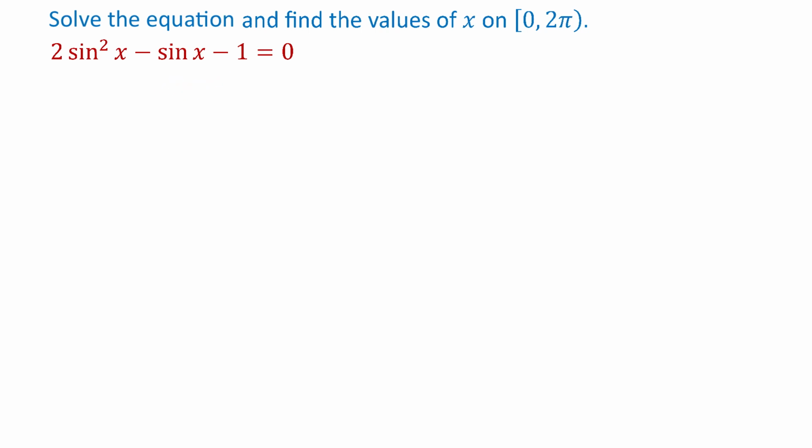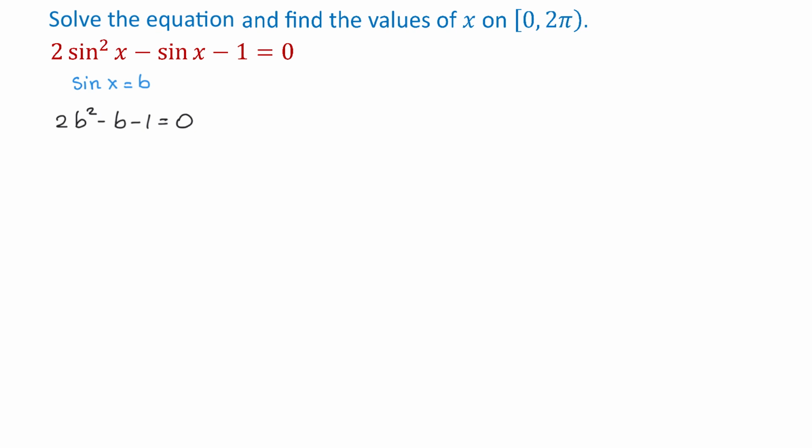If we make a substitution and replace each sine of x with another letter b, then on the left side we will have the following trinomial: 2b squared minus b minus 1 equals 0. So in place of sine squared of x we have b squared, and in place of minus sine of x now we have minus b. Now to solve this equation for b, if it's possible, we will use factoring. But whenever factoring doesn't work, we can use the quadratic formula.